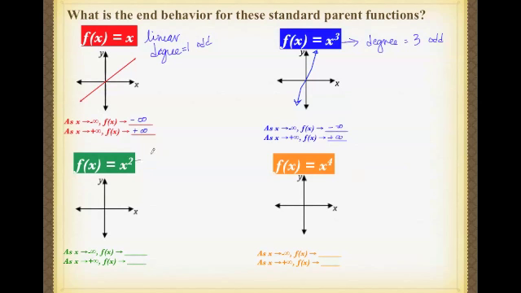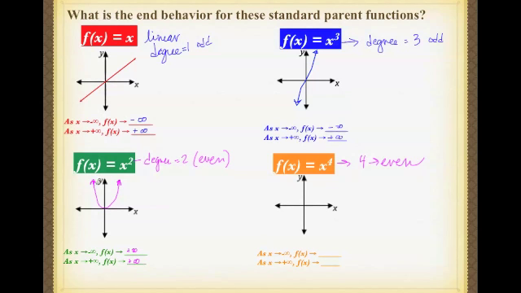Okay, let's look at these. They both have even degrees. So the degree here is 2, and that's an even number. The degree here is 4, and 4 is also an even number. Well, if I look at an x squared function, it looks something like that. It's U-shaped, and as x approaches negative infinity, the function approaches positive infinity. As x approaches positive infinity, so does the function.